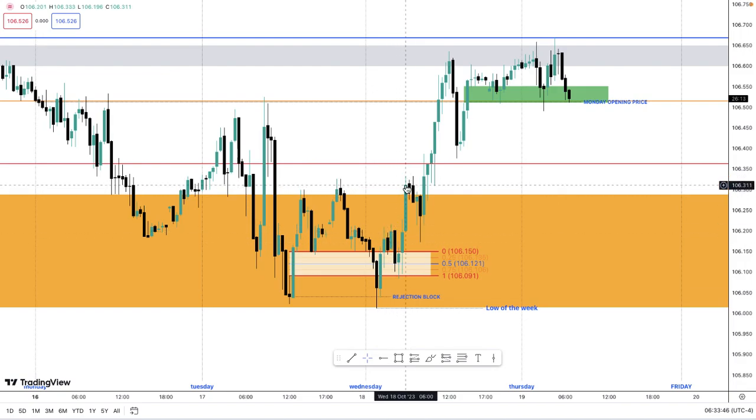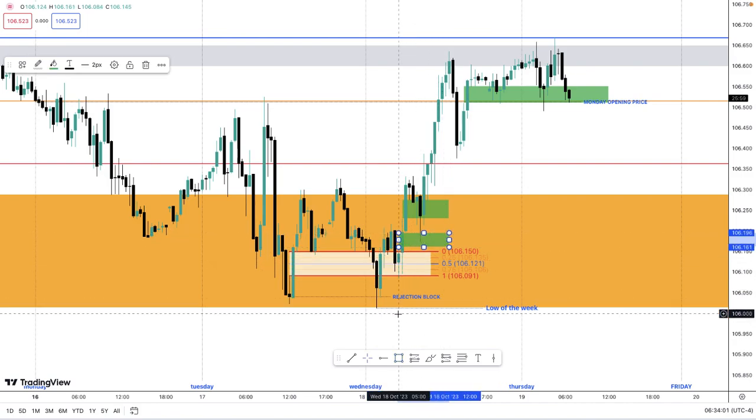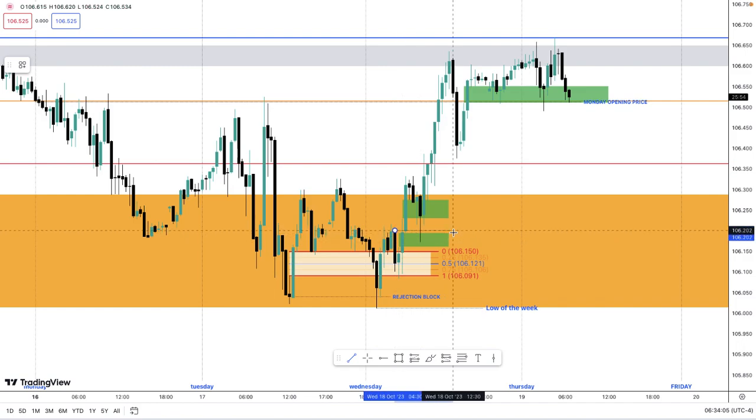That's a market structure shift. Fair value gap. Fair value gap there, you can buy that. Another fair value gap there inside the order block. You can buy that if you want, if you want to trade order blocks.